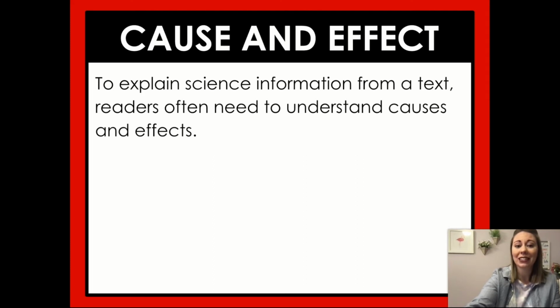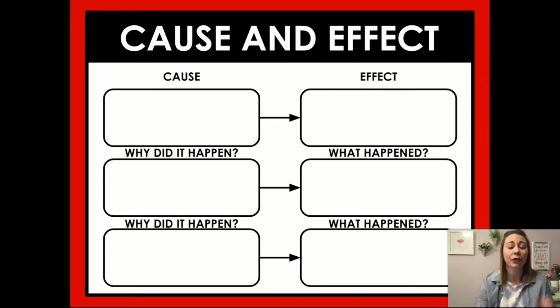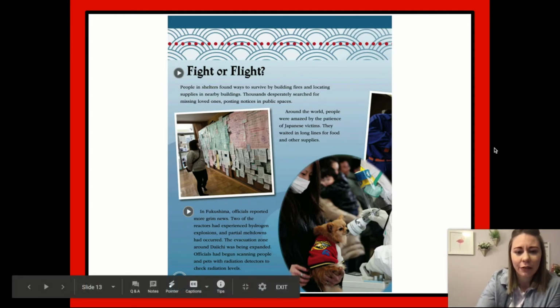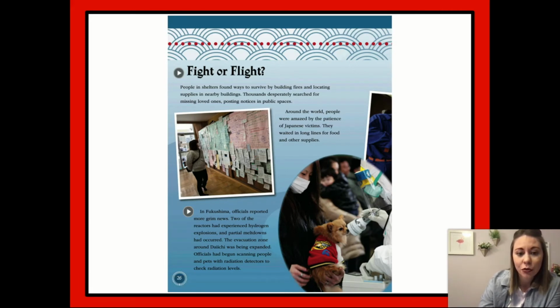So it says, to explain science information from a text, readers often need to understand the causes and effects. So we're going to use our cause and effect graphic organizer. We used this graphic organizer several stories ago, and we're going to use it again. So remember, the cause is the why that happened, and the effect is what happened. So when I look back in the text, it tells me in this bottom paragraph, in Fukushima, officials reported more grim news. Two of the reactors had experienced hydrogen explosions and partial meltdowns had occurred. The evacuation around Daiichi was being expanded.